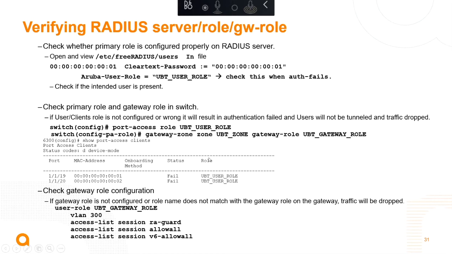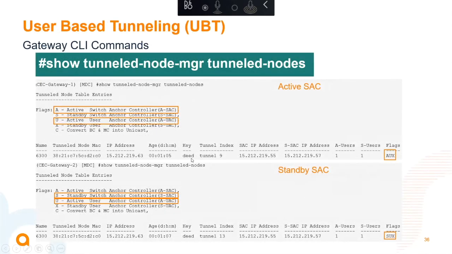Here I'm showing the command to check on the gateway, and I'll go through some of the useful commands on the gateway. Once the switch registers itself on the gateway, that can be confirmed by the command show tunnel node manager tunneled nodes. It will list the MAC address and the IP address of the switch. If you configure a host name, it will show here, or it will show as the model.